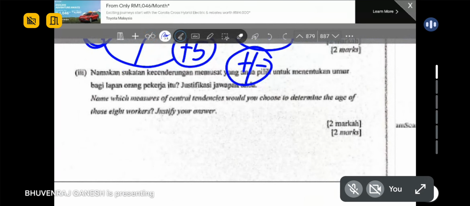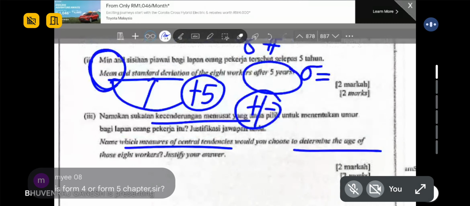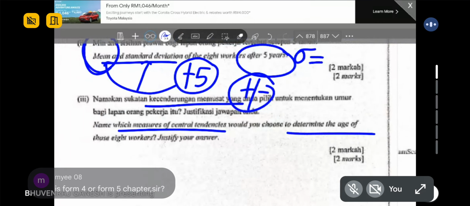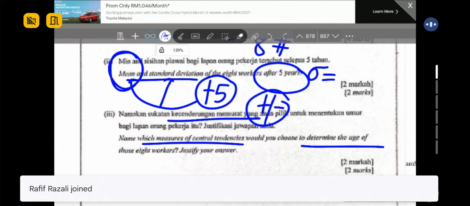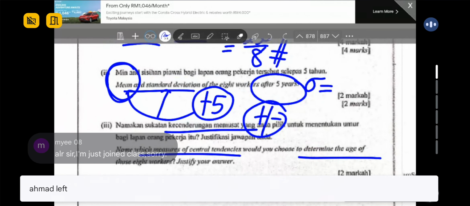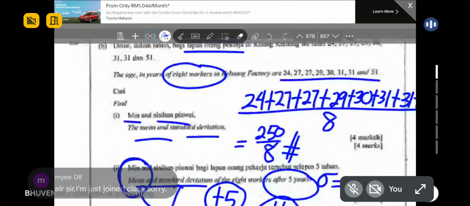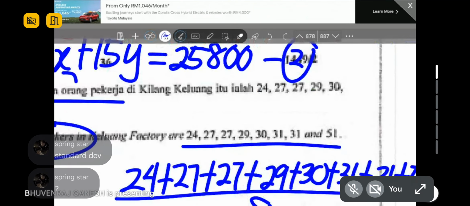So now they say what is the measure of central tendency to determine the age? Apa sukatan dia? This one is Form 4 Chapter 8 guys. Form 4 bab 8. Okay. Ungrouped data. Data yang tak terkumpul. Okay. All right. So what measure will you use guys? What do you guys think? You see the age over here. So apa sukatan yang kamu guna?